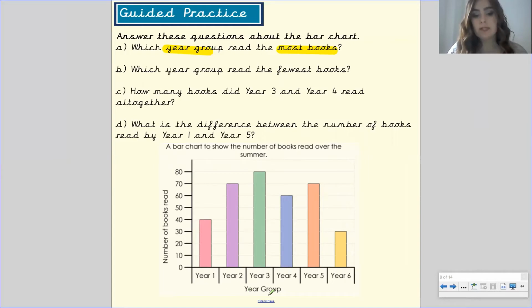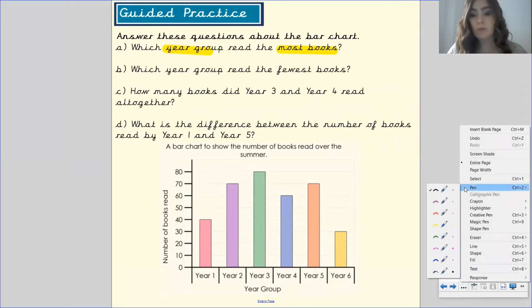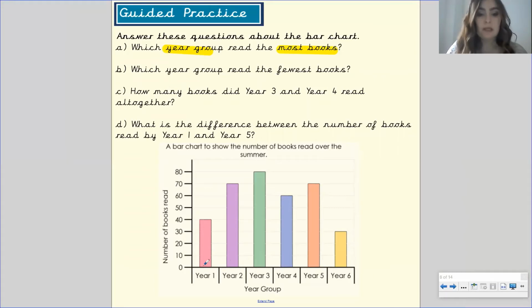So we've got on this axis the year group and the names of each year group. And then on this axis, the number of books that were read with the numbers going up the side. And we need to find the bar that is the highest number of books. So let's have a look. Year 1 read 40 books. Year 2, we can see read 70 books. Year 3 read 80. Year 4 read 60. Year 5, if we go across, they also read 70. And year 6 read 30.